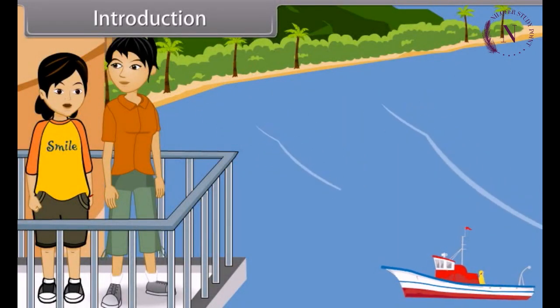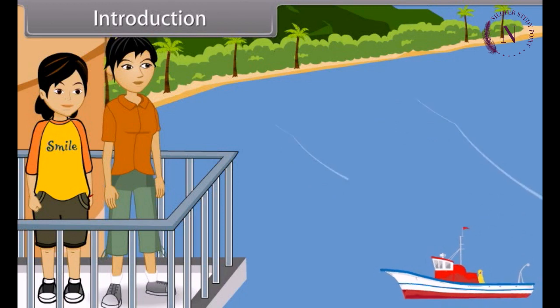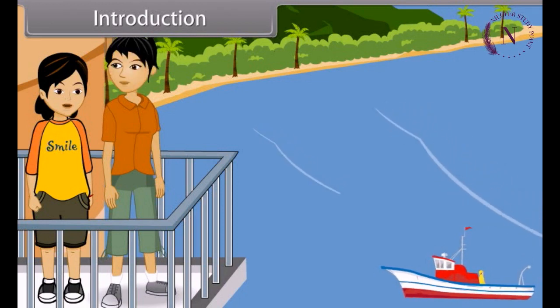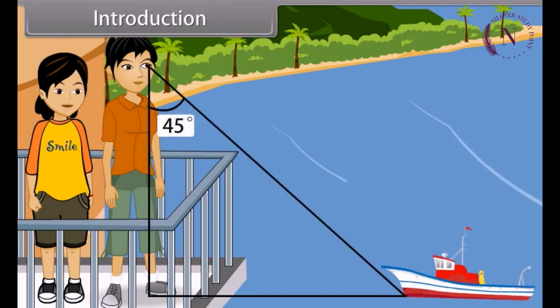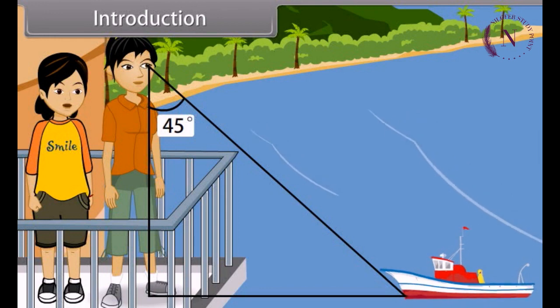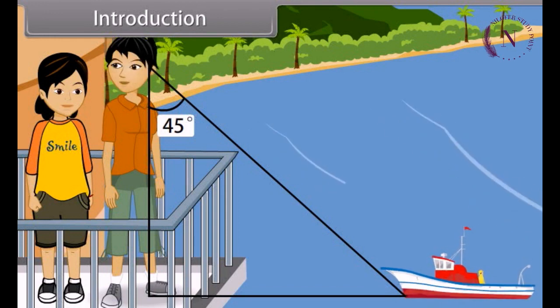Anvesha, are you looking at the ship? Yes, it is such a beautiful sight. See? You are right. Do you realize that your line of sight forms an angle of 45 degrees with the ground? You are right, Vedika.